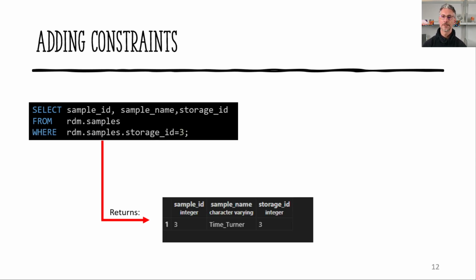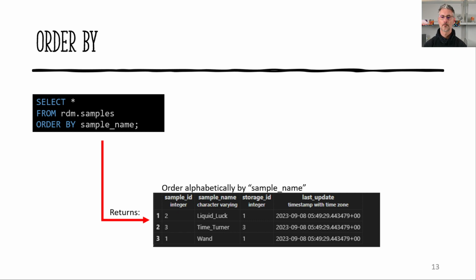And now let's build a bit more complex requirement. We can add constraints. So SELECT sample ID, sample name and storage ID FROM the samples table WHERE the sample storage ID is 3. That only gives us one element where the storage ID is 3. Of course, in this simple example we would have to know what storage ID 3 corresponds to. If we have more results, we can order them, for example, alphabetically.